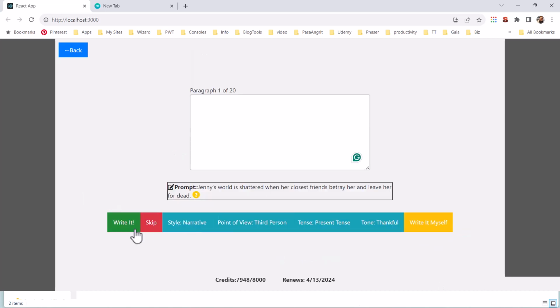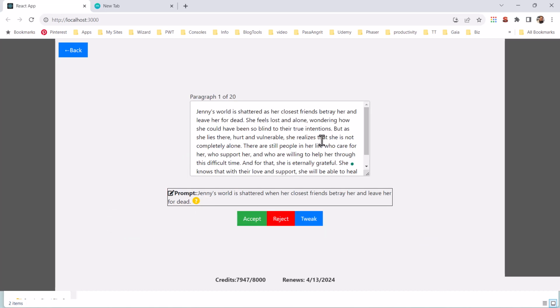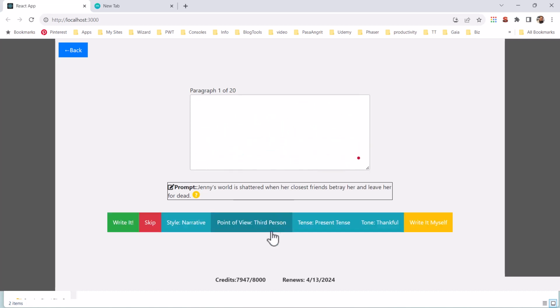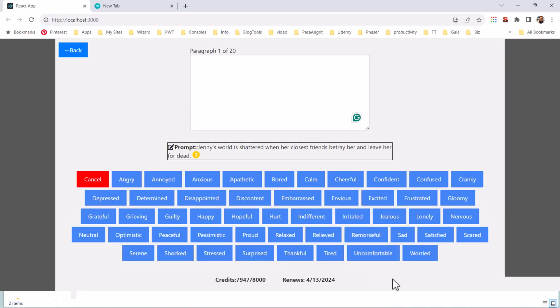So what happens if we put thankful into the equation? Now our text reads, there are still people in her life that care for her, who support her, and who are willing to help her through this difficult time, and for that, she is eternally grateful.